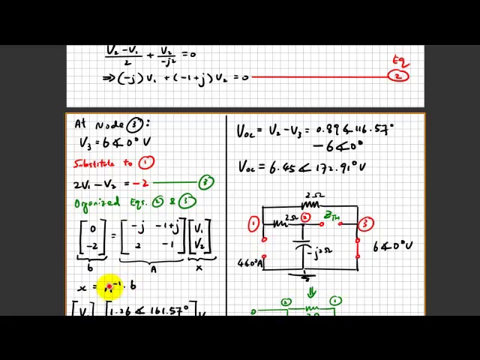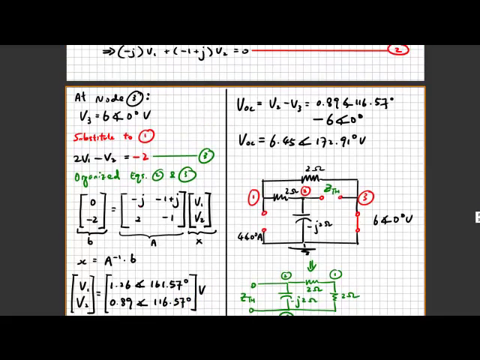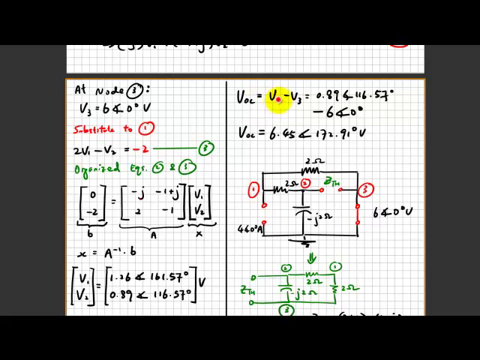So you have to use A inverse first, which is a 2 by 2 matrix, multiplied by B, which is a 2 by 1 matrix. As a result, you get a 2 by 1 matrix, v1 and v2. So this is pretty straightforward. v1 equals 1.26 with an angle of 161.57 degrees. Same thing for v2: 0.89 with an angle of 116.57 degrees. So to find the voltage VC, basically it is v2 minus v3.